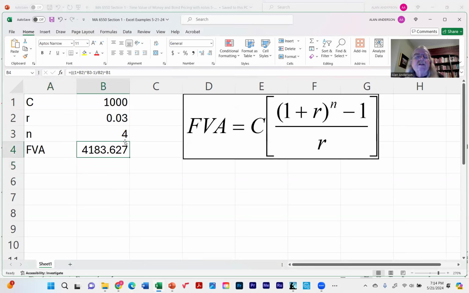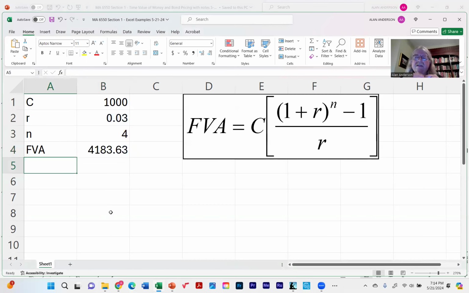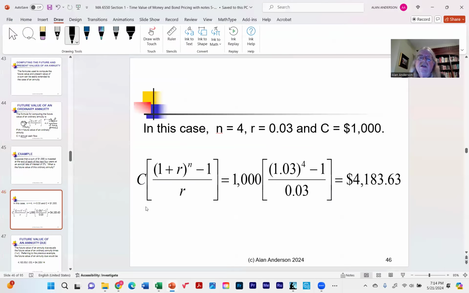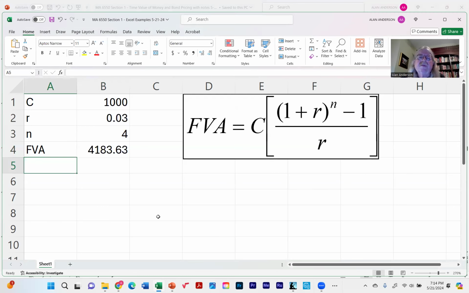And there we go, 41.83. And we'll round this to dollars and cents. Okay, now, of course, in this case, the principal that we invested is 1,000 times 4. In other words, the investor is putting this money in the bank every year. So altogether, the total investment is $4,000.